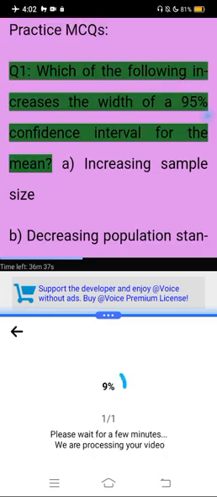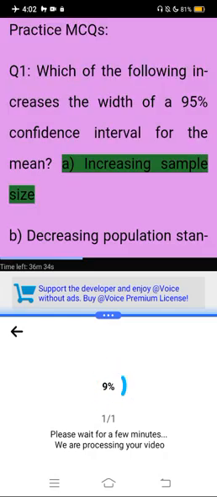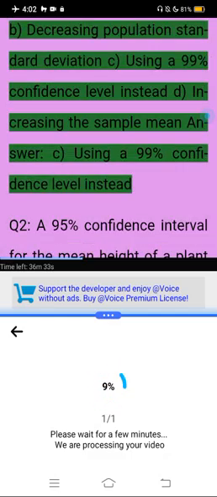Practice MCQs. Q1. Which of the following increases the width of a 95% confidence interval for the mean? A. Increasing sample size. B. Decreasing population standard deviation. C. Using a 99% confidence level instead. D. Increasing the sample mean. Answer: C. Using a 99% confidence level instead.